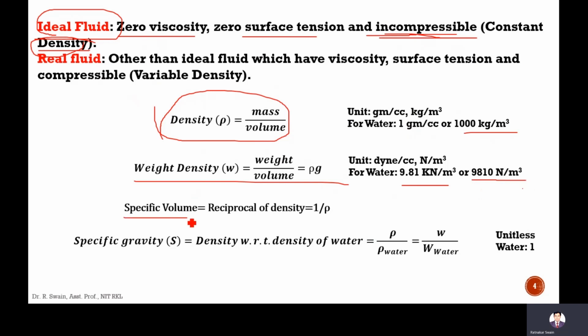Next is specific volume. Specific volume is 1 by rho, or the reciprocal of density, or the volume per unit mass. Volume per unit mass.